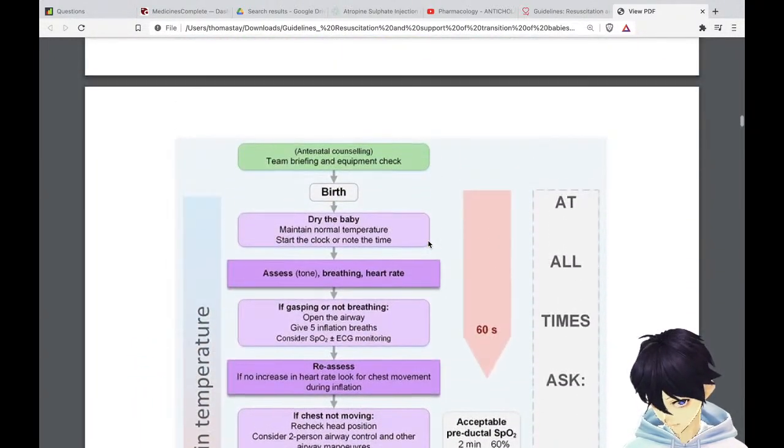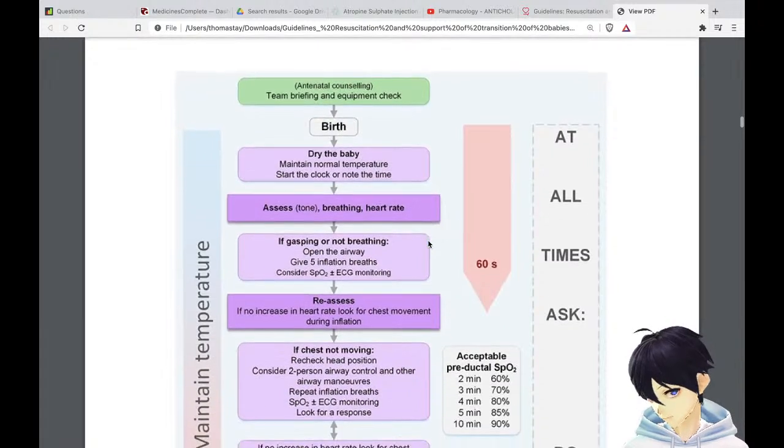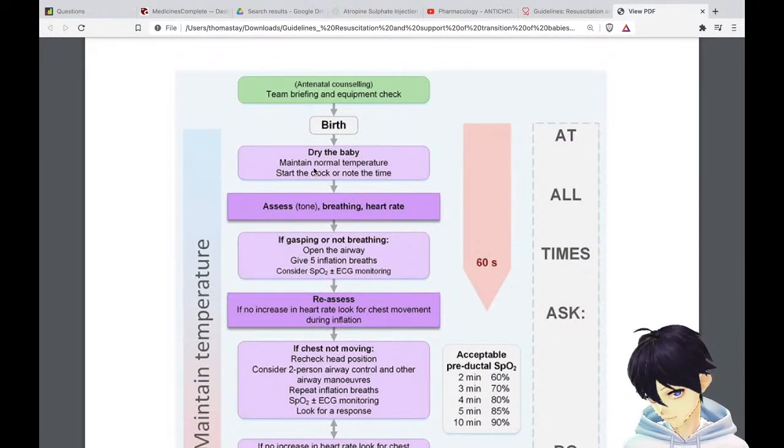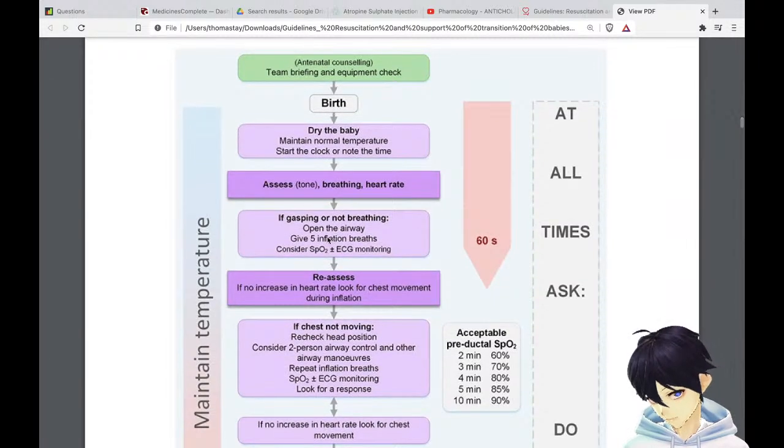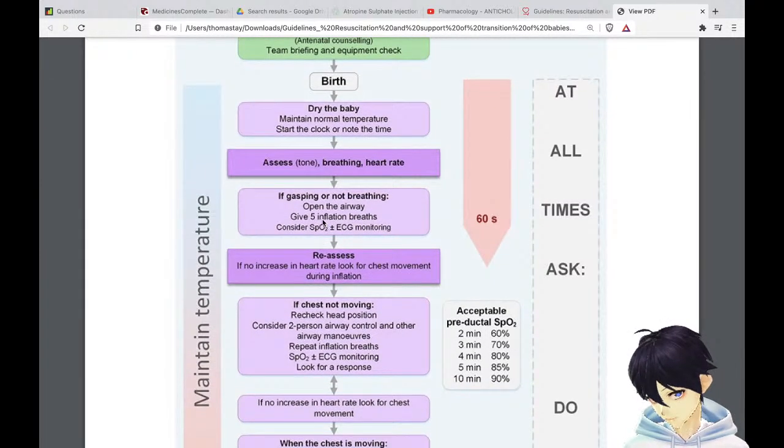Okay, so just remember the first thing you do is you want to dry the baby. Don't go straight to giving 5 breaths. You need to assess everything: breathing, heart rate. Then only if not breathing, give 5 inflation breaths. It's 5 inflation breaths, not 2.